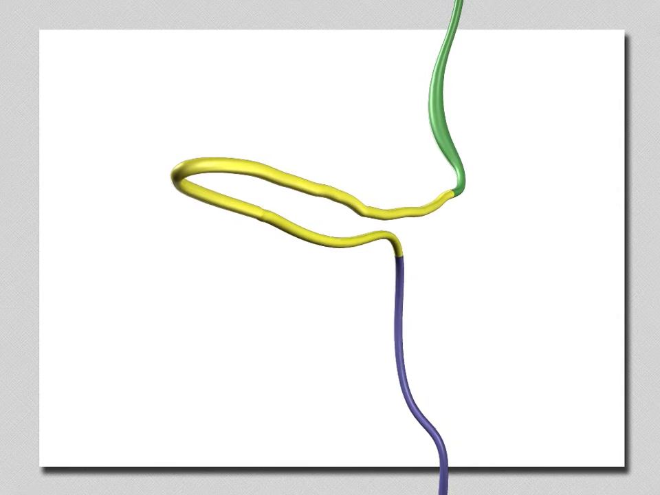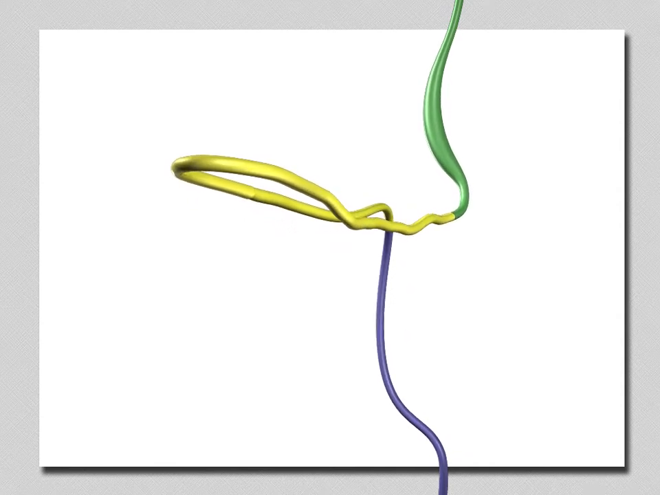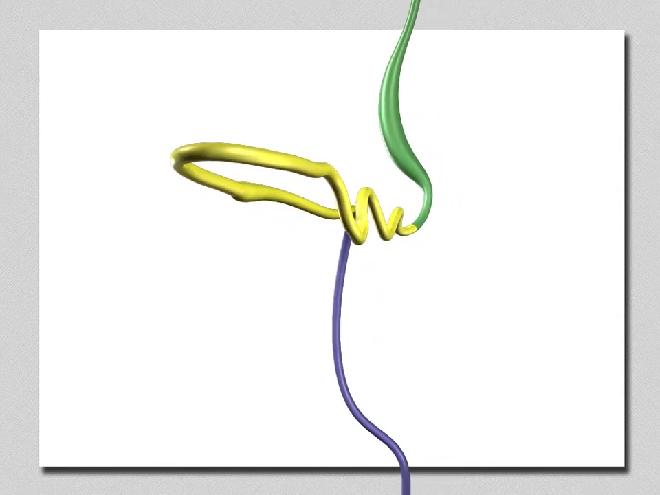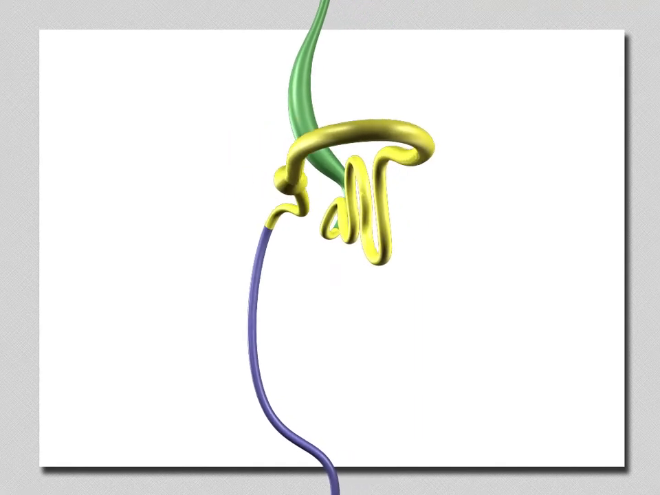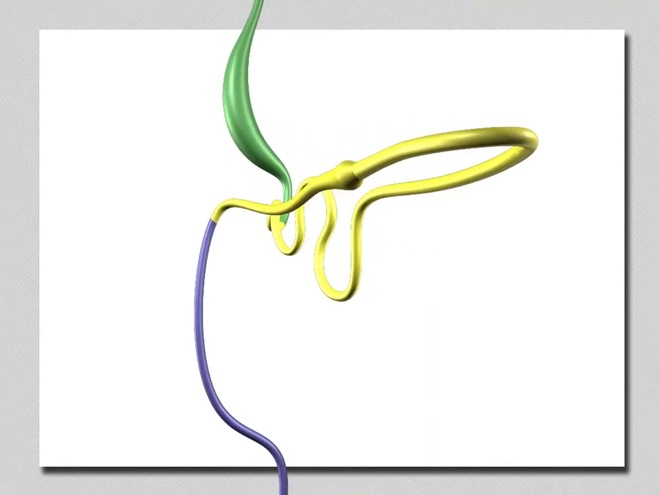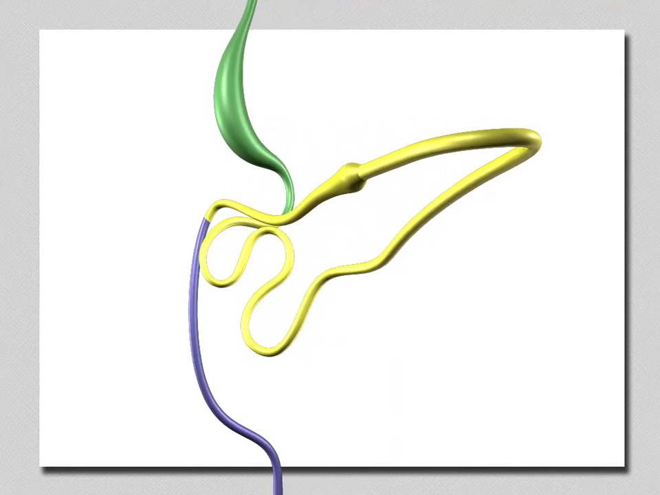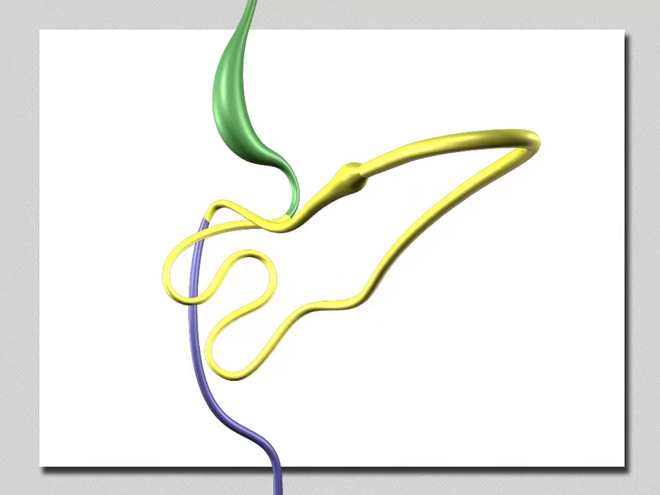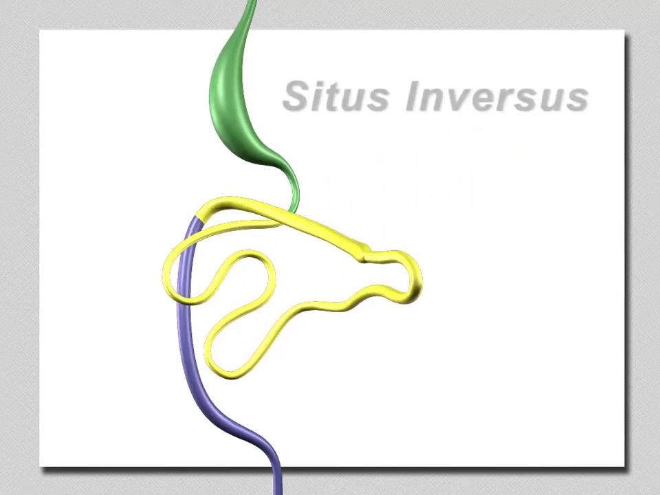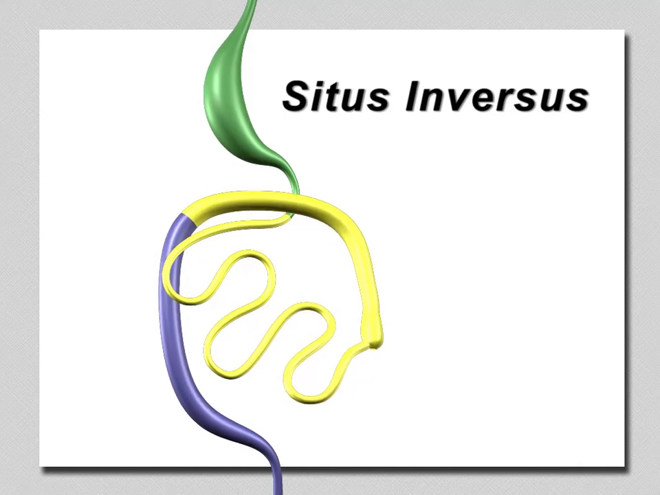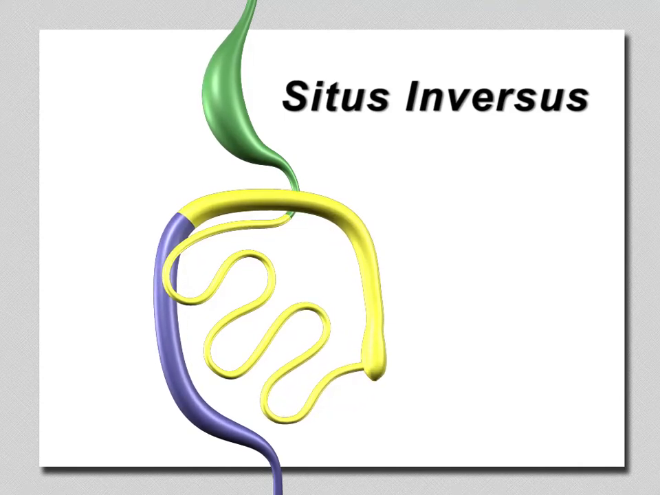The following animation shows the first rotation moving clockwise, or in the opposite direction, and the final rotation ends with the cecum in the left quadrant instead of the right. This anomaly is part of a congenital condition called situs inversus, where the major organs develop as a mirror image from normal.